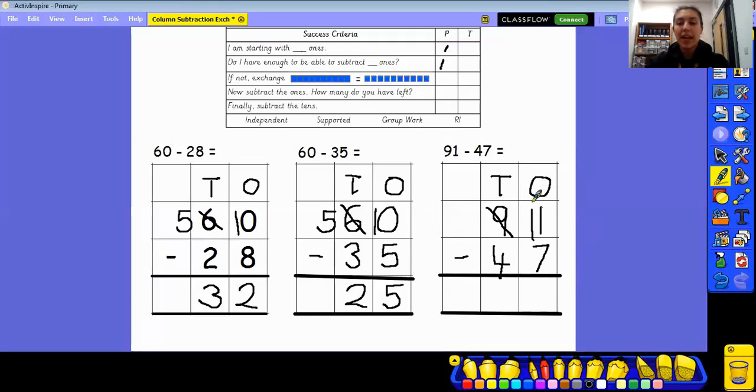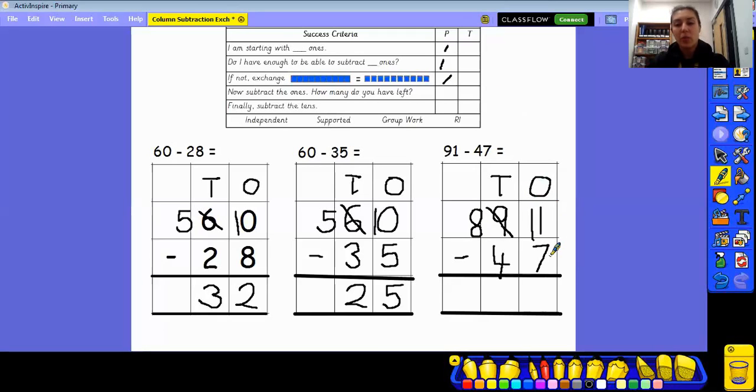And you can see that if I add 10 more ones to the 1 that I already had, I will now have 11 ones. And because I started with 9 tens and I took one of them into my ones column, that means I've got 8 tens left here. So now that I've made that exchange, I've got plenty of ones in my ones column to be able to subtract 7. So I need to do that subtraction.